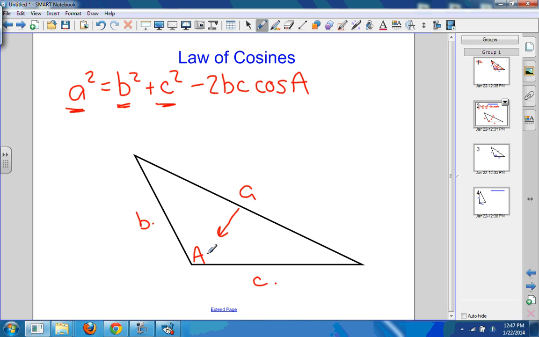So to run through it one more time, we have an unknown side squared is equal to the other two sides squared and summed up, minus 2 times the other two sides multiplied together times the cosine of the angle opposite that. So a lot of stuff going on. Let's look at a problem and see if we can make it a little bit simpler.